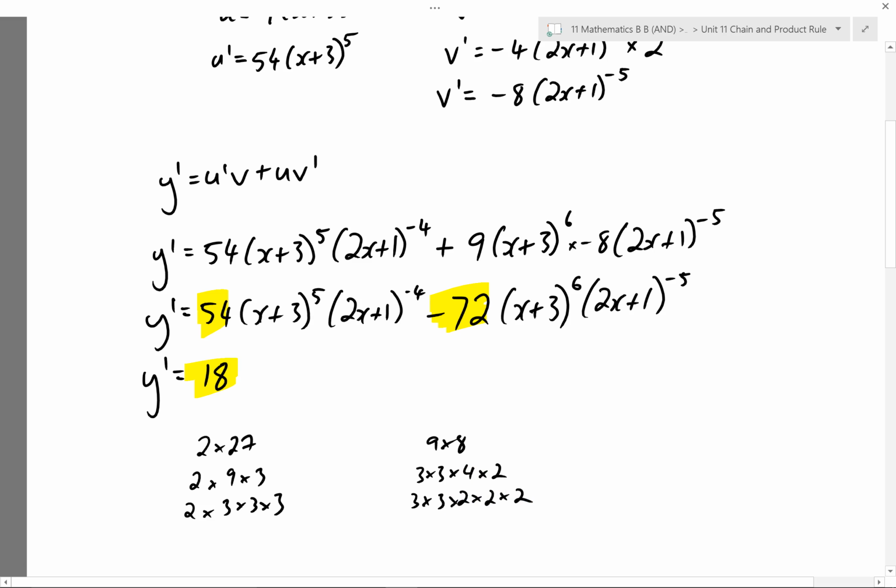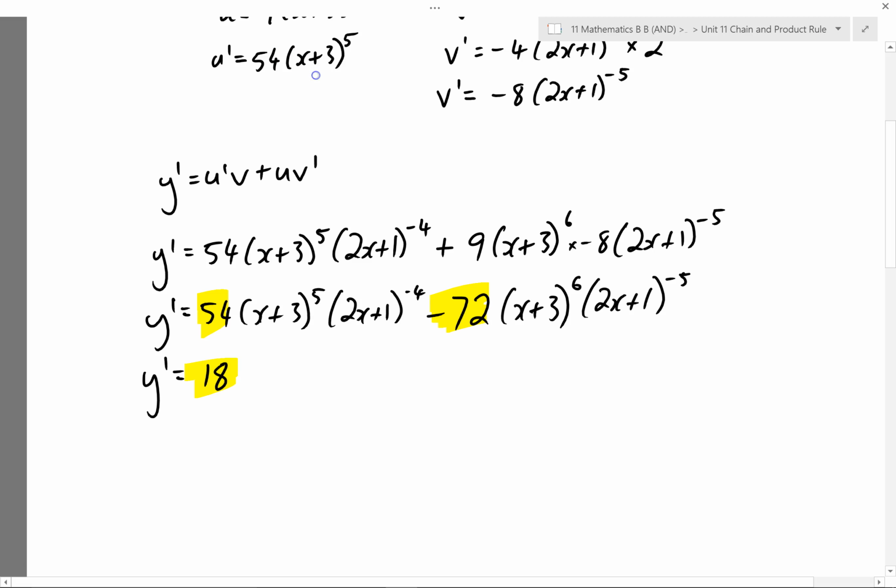And then we look at what we have in common. So we've got a 2 common in both, and two 3s common. So 2 times 3 times 3 is 18, the highest common factor. Or you can just guess and check until you get there. Okay, so I've got my 18 there.